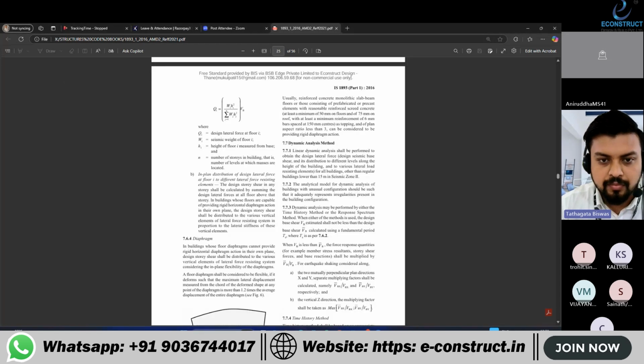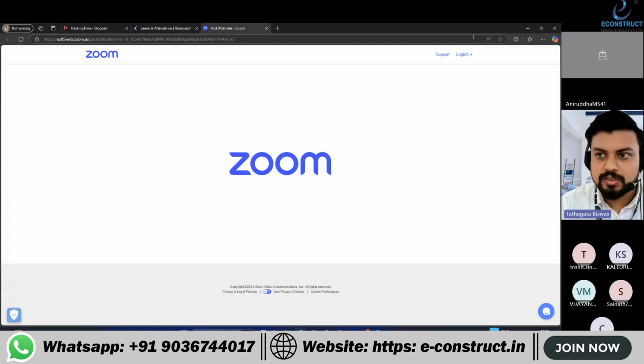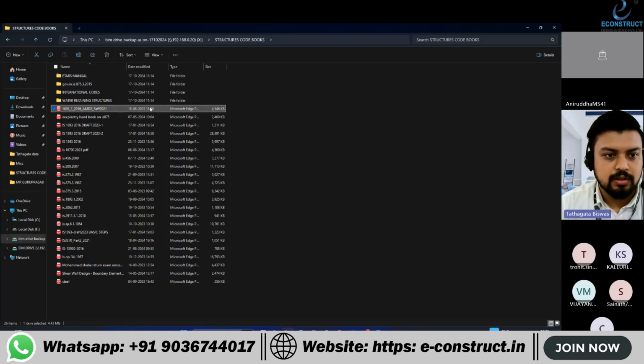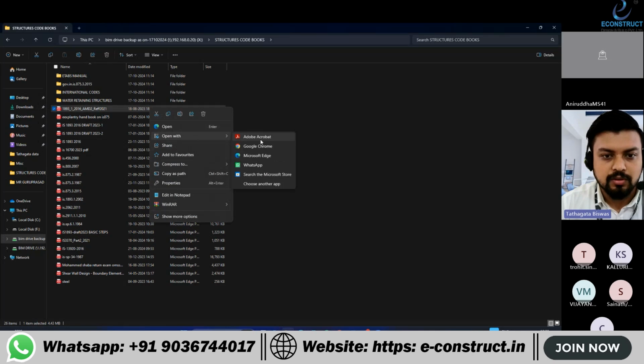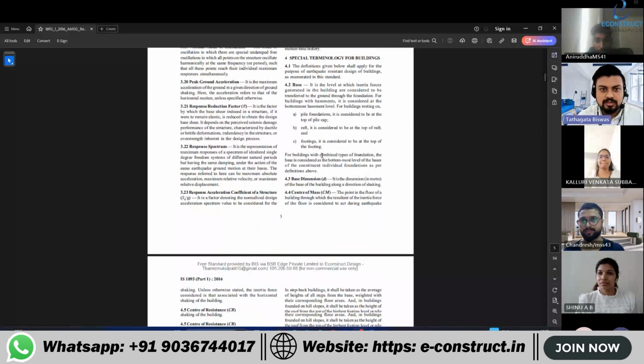Okay, so we are reading the Indian Standard Code, which is IS 1893 Part 1, 2016. This particular code is basically useful for the structural design and analysis of concrete RCC structures in terms of earthquake. Okay, let's get started.